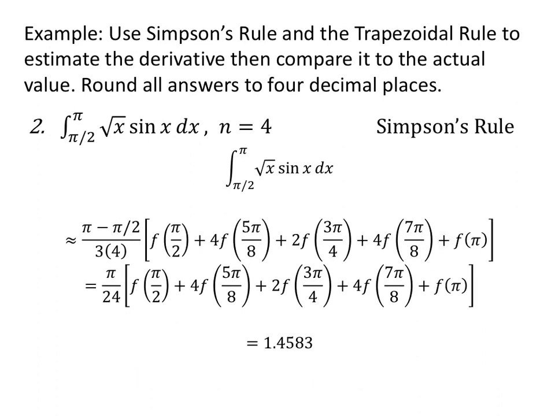Using Simpson's rule, b minus a over 3 times n. The only change is my coefficients of 4, 2, 4. Right? The endpoints never multiplied. Again, f of pi over 2, I'm going to evaluate my integrand at pi over 2, 5 pi over 8, 3 pi over 4, and so on. And when I enter this in my calculator, I get an approximation of 1.4583.